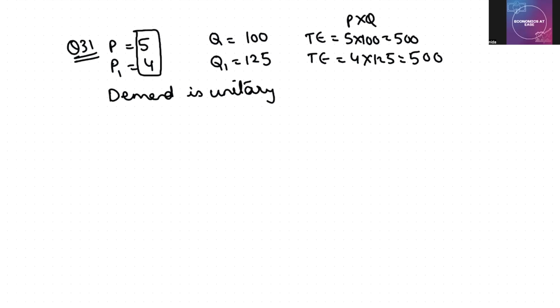अभी जो बताया गया था, but there is no change in this one. Expenditure remains the same. So ED is equals to 1. Got it here? So this is your answer. Then question number 32. Let's do it right now.